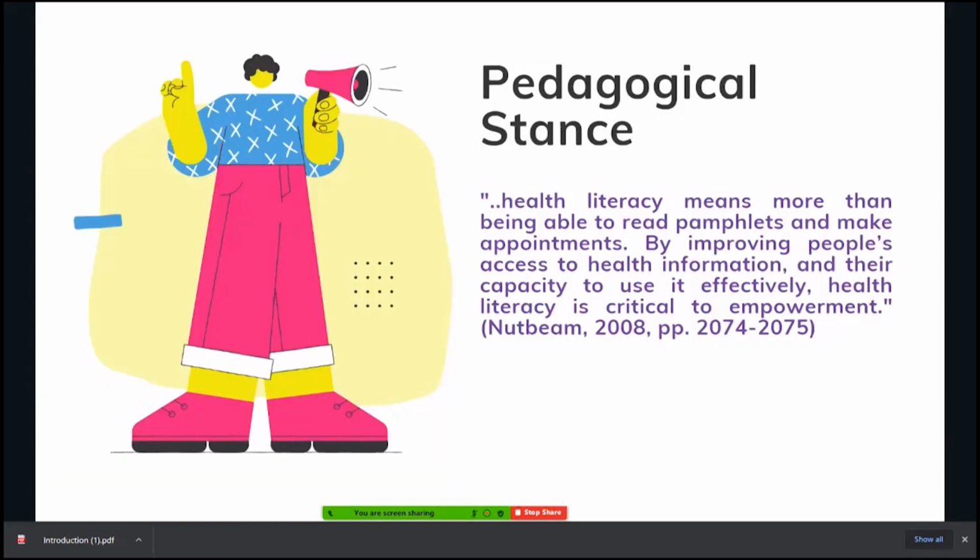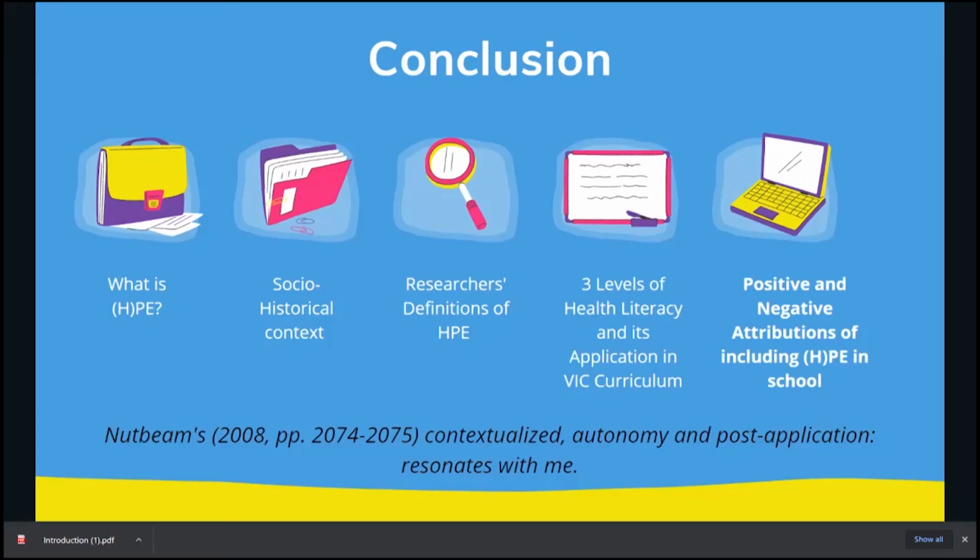I resonate with Nutbeam's contextualized autonomy and post-application. All in all, as a conclusion, we have discussed what is HPE, socio-historical context, researchers' definitions, levels of literacy, and positive and negative attributions of including HPE.